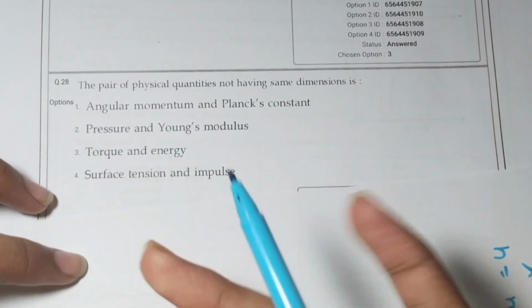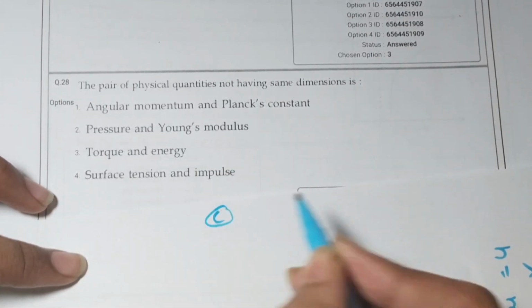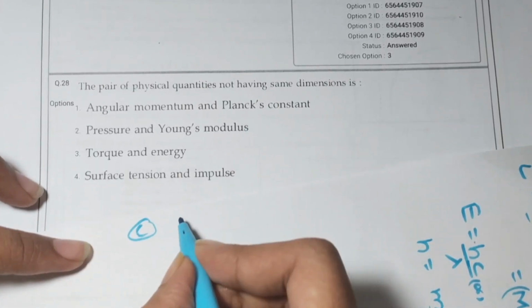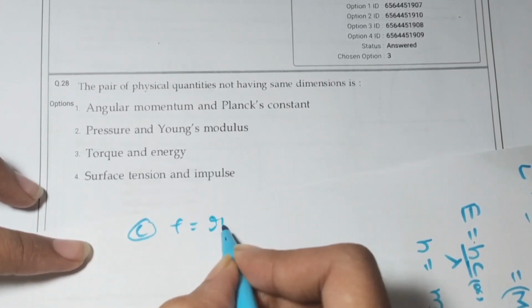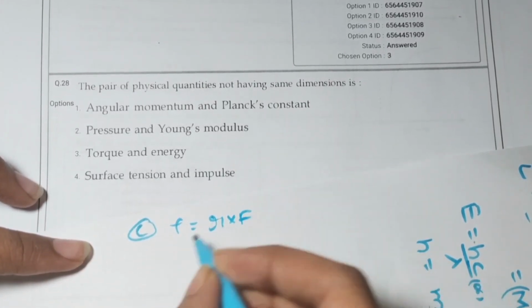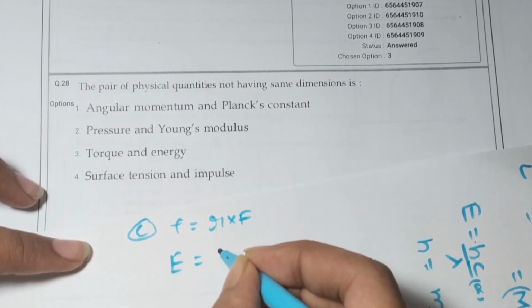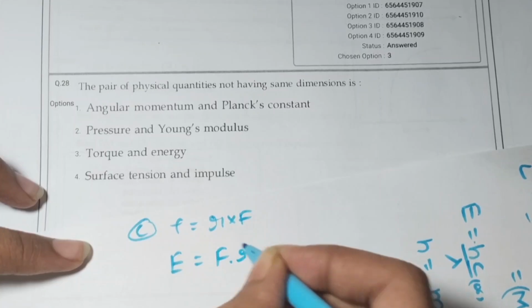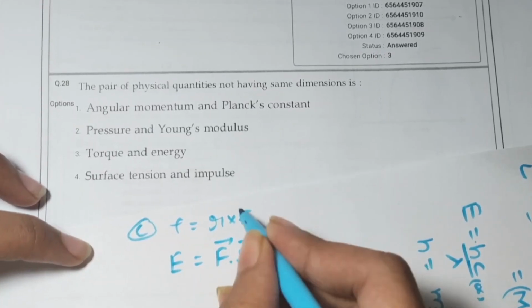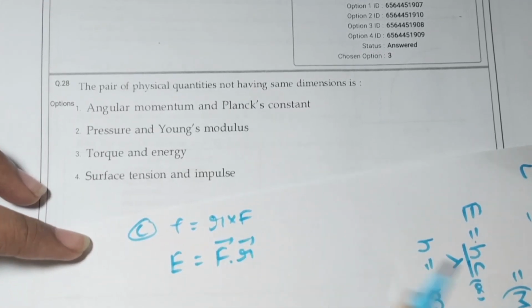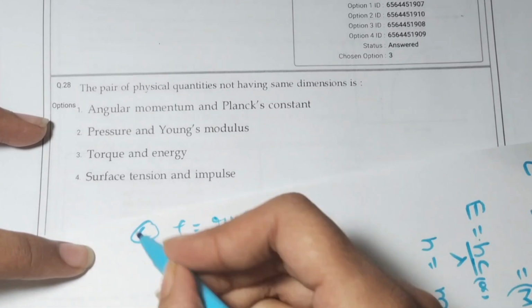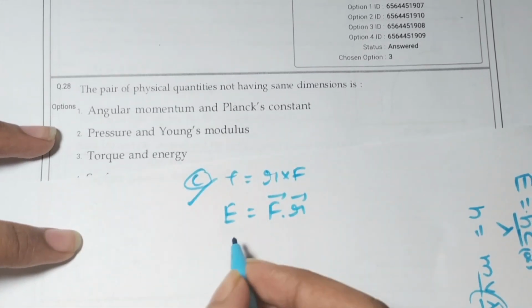So let us move to option C. Torque and energy. We have torque formula r cross F, and energy or work done both are having same formula, F dot r. So in case you observe, this is cross product, this is dot product, but they are having same dimensions. So let us move to option D.